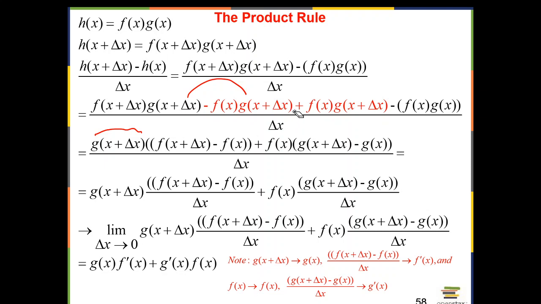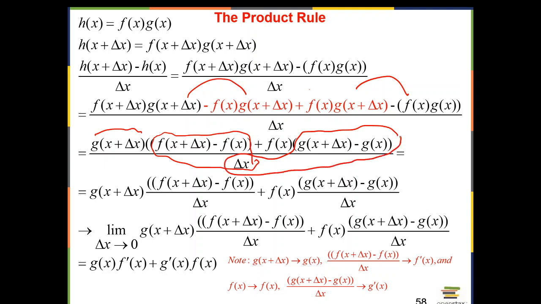And then plus, we're going to take these two and take f of x out of these two. Take f of x out. You take f of x out of here, you get g. Take f of x out of here, you get g. This is g of x plus delta x, and that's g of x. So now we separate them into two, right? So what we have to do is, right here, we have the definition of the derivative of f, right? And over here, if we take that delta x with it, we have the definition of the derivative of g. So this would be this times the derivative of f, and this times the derivative of g.